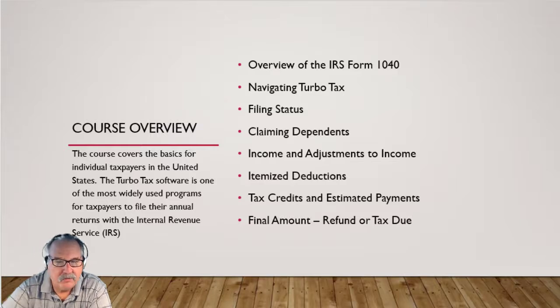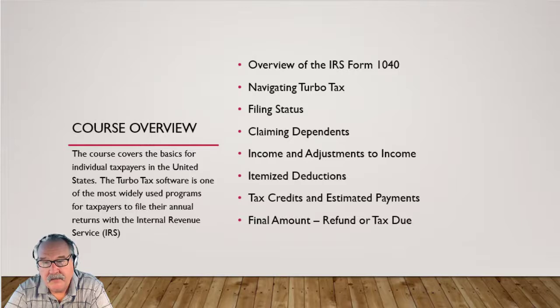And we're going to first talk about the filing status and the different categories and tax rates that filing status works. We're going to talk about dependents and how that works when you have children, or even in some cases older taxpayers, older people that you support. As a taxpayer, you can claim them as a dependent.